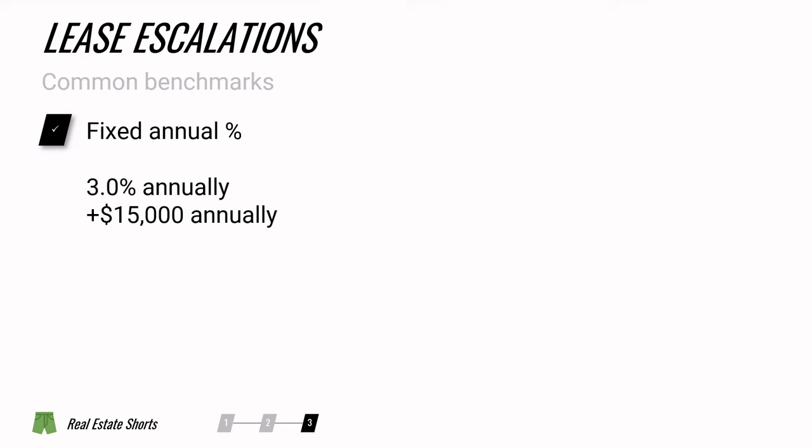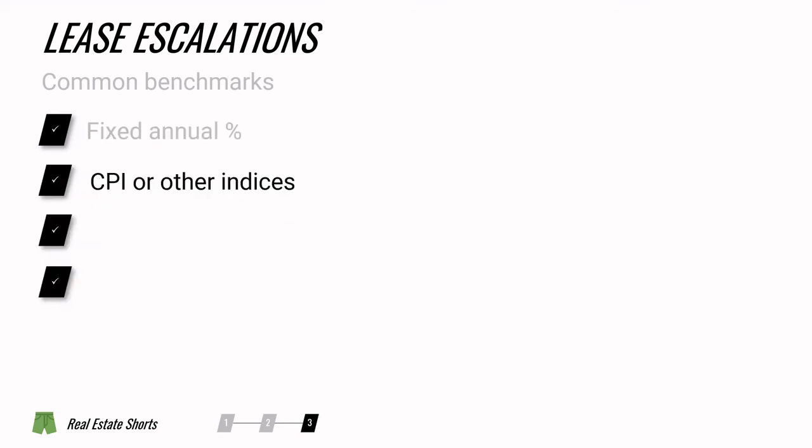Now, another way to do this is a fixed dollar amount, but be careful, because as a percentage of the actual rent paid, that really means that you have a declining percentage from one year to the next. So it may not be as high on a percentage basis in the first year as it is, let's say, in the fifth or the sixth.